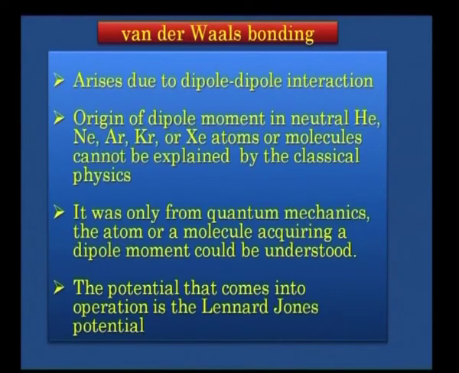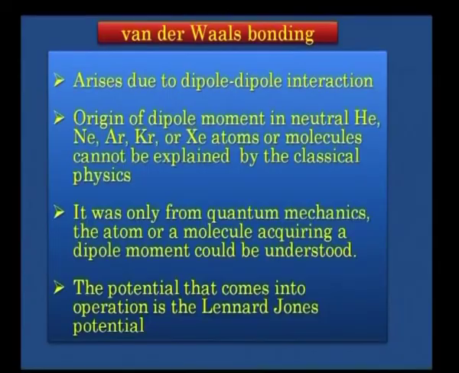Origin of dipole moments in neutral helium, neon, argon, krypton, xenon: they are the inert gases, right. How can you expect an inert gas atom to acquire a dipole moment? It is a symmetrical atom. You get the octet rule in neon, argon, krypton, xenon, the rare gas elements, the last group in the periodic table. They have 8 electrons in the outermost shell, and the electronic cloud is spherically symmetric.